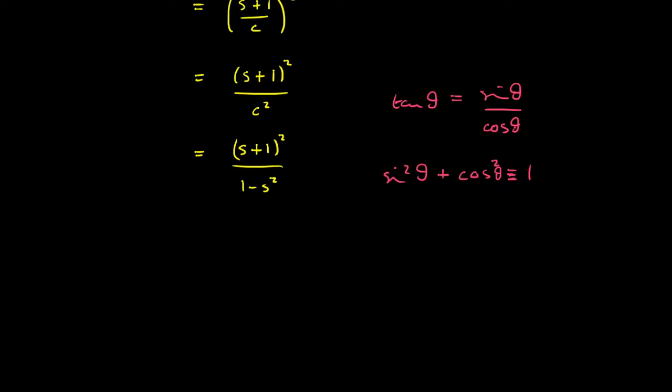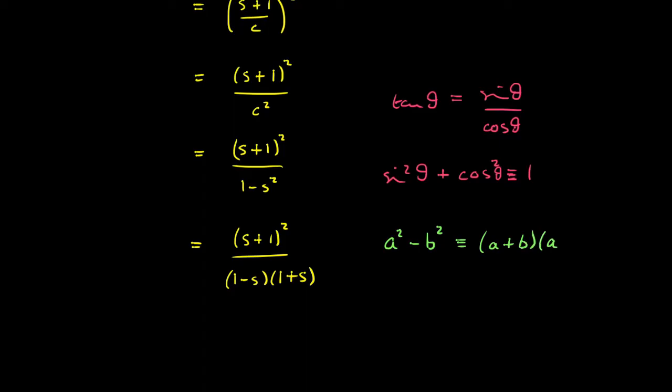Now, why is this helpful? Because, firstly, we can write the 1 minus sine squared as 1 minus sine times 1 plus sine. In other words, we can do the difference of two squares. So this identity here, a squared minus b squared is equal to a plus b times a minus b, is a very frequently occurring trick in these identity questions. So it's really worth memorizing.